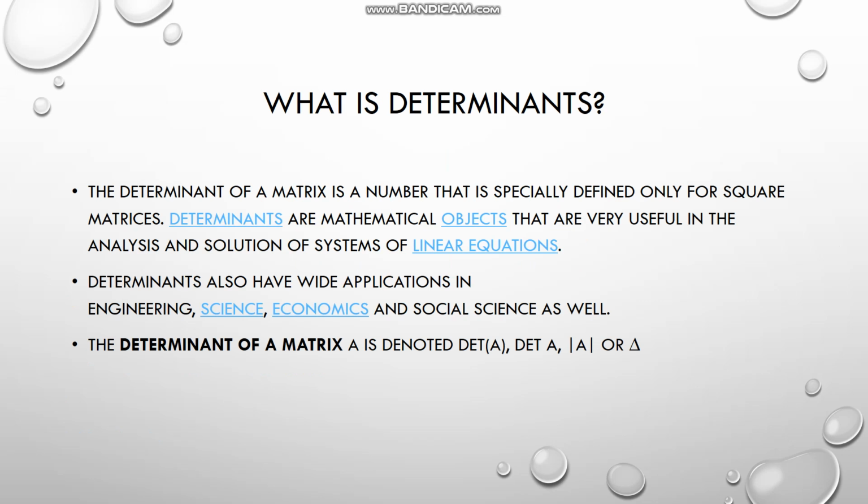So the determinant of a matrix is a number that is specially defined only for square matrices. Determinants are the mathematical objects that are very useful in the analysis and solution of system of linear equations. Determinants are also used in engineering, science, economics and social science as well. These determinants are denoted or represented by determinant of A, mod of A or delta.